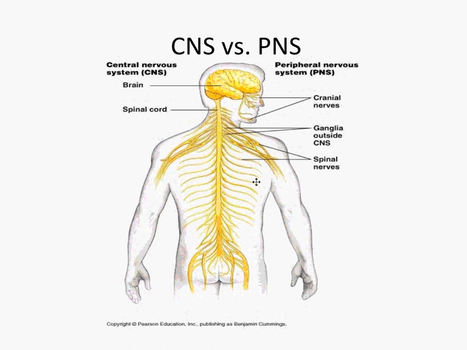A couple other terms: the central nervous system versus the peripheral nervous system. Central nervous system, the brain and the spinal cord. This is where all integration occurs. The peripheral nervous system is the everything else, essentially. This is the receiving portion of the nervous system and the sending portion of the nervous system, meaning this is what's going to receive the input from the outside and then also do the thing that the brain says to do.